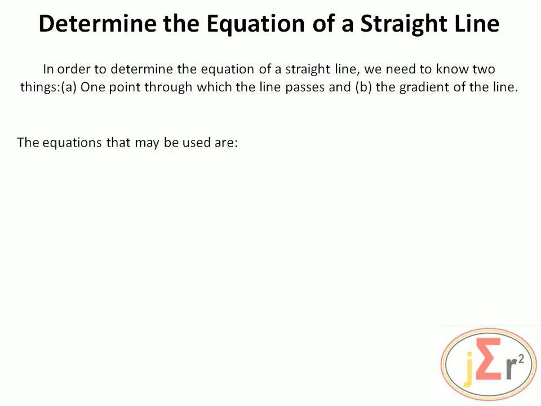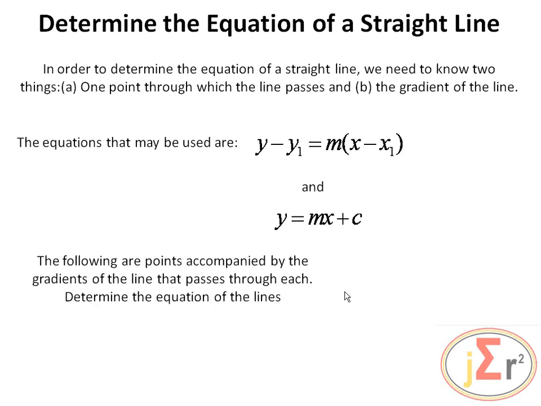The equations that may be used are y minus y1 is equal to gradient times (x minus x1), the one that we have just derived, and of course, y is equal to mx plus c. Apart from the formulae that we have, we may use another method to determine the equation of a straight line, but we'll take a look at that when we get to it.